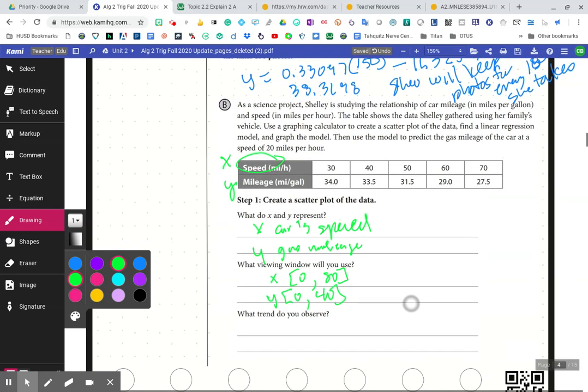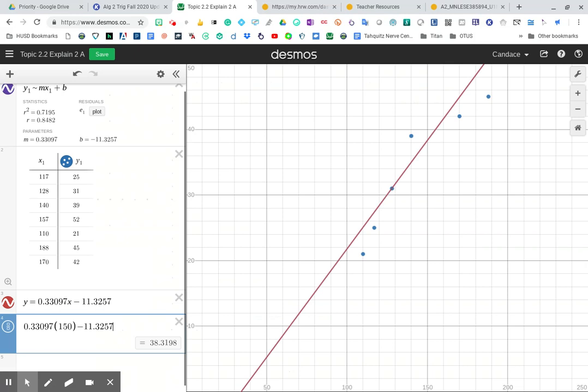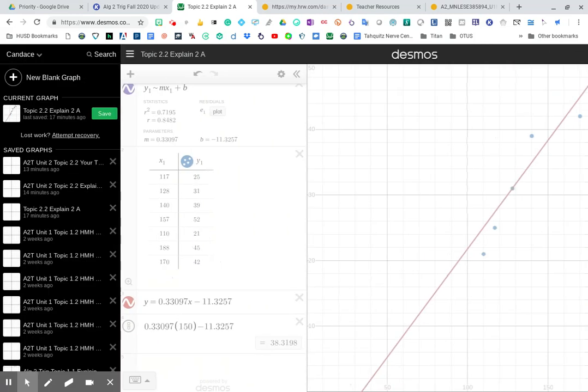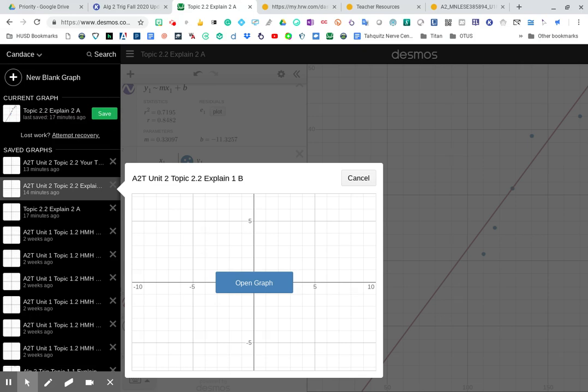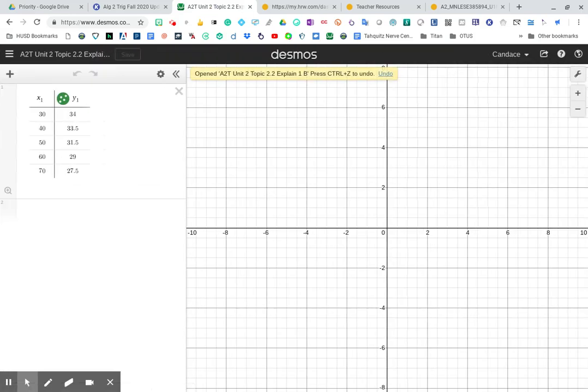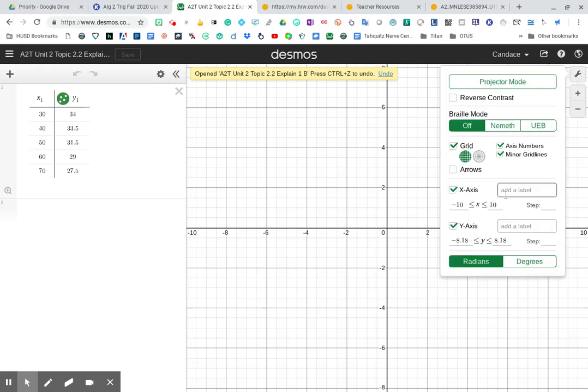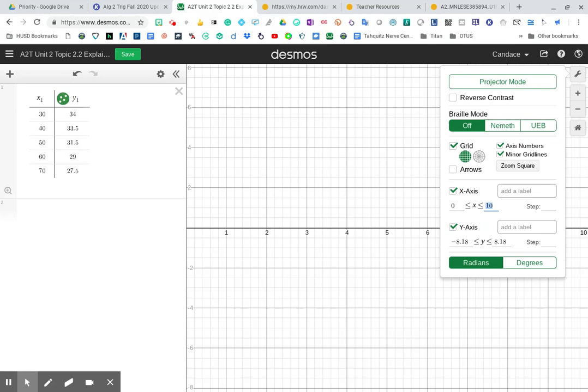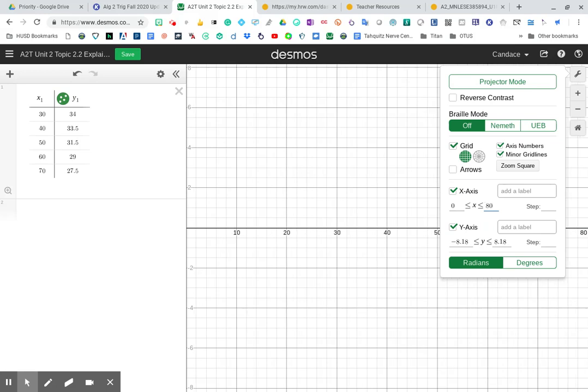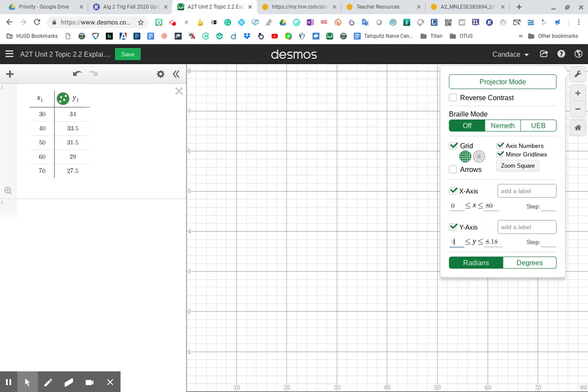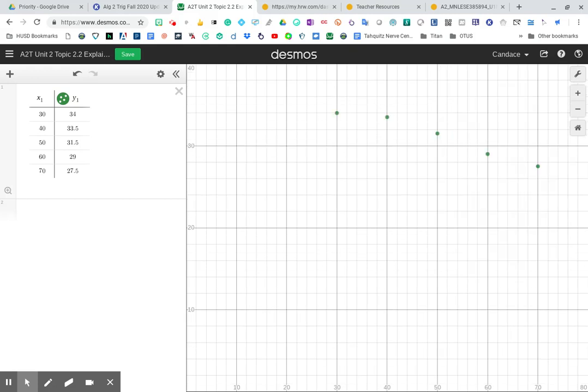So let's actually go ahead and do this graphing. I already started the graph for us. So open graph. All right, so there's my graph there. I'm going to go ahead and do those settings. So we said we were going to go from 0 to about 80. And then here I'm going to go from 0 to, we said, about 40. And you'll notice that we've got our plots on there, okay?